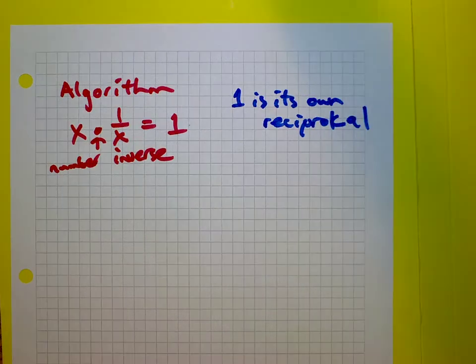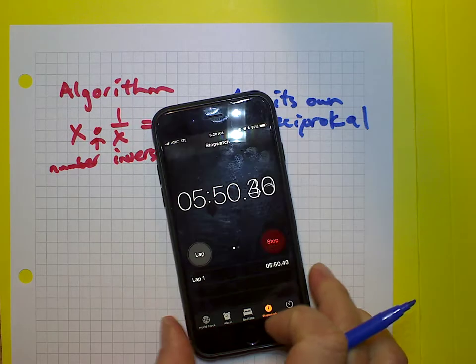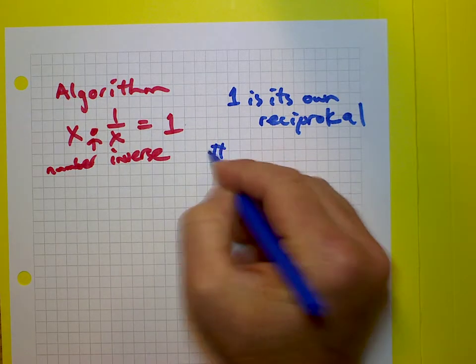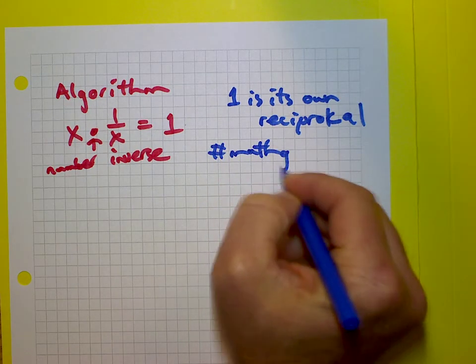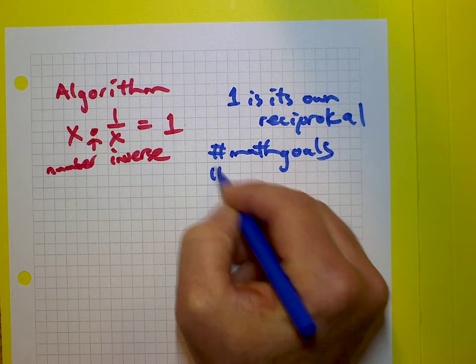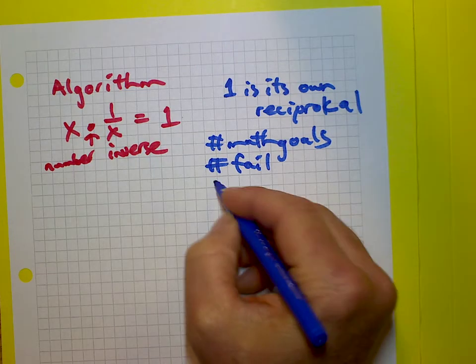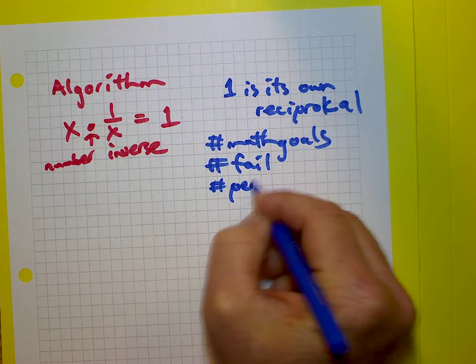Reciprocal. This video is a disaster. And now look what's going on. Oh, so much for goals. Hashtag math goals. Yeah. Hashtag fail. But I'm going to keep going because it's perseverance.